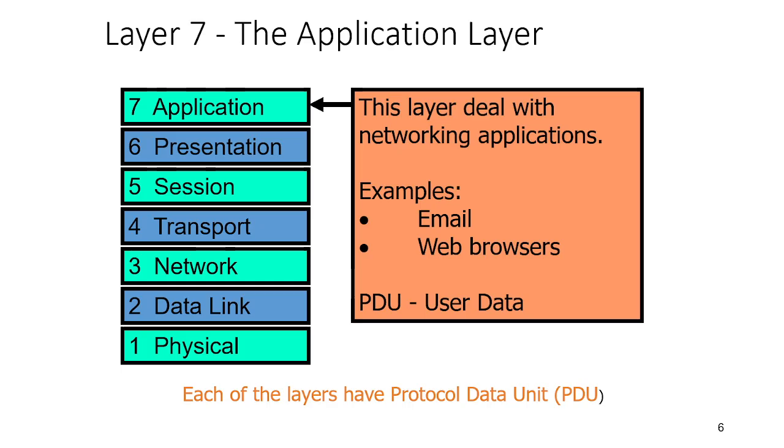This is the topmost layer, closest to the user. It provides network services to applications. Whenever you open a website, send an email or download a file, this layer is involved. Common protocols include HTTP for web browsers, FTP for file transfer, and SMTP for email services. So this layer deals with networking applications and user data. For example, when you open YouTube in a browser, the request is processed through the application layer.